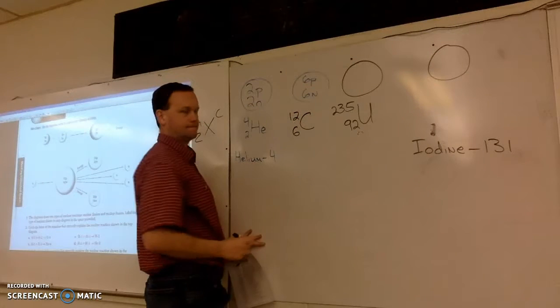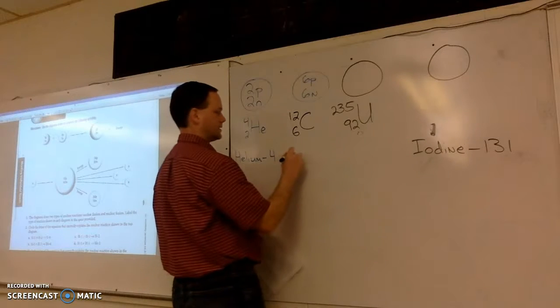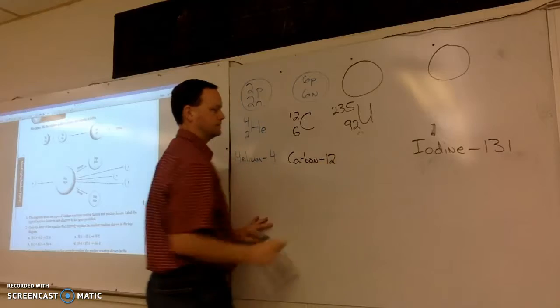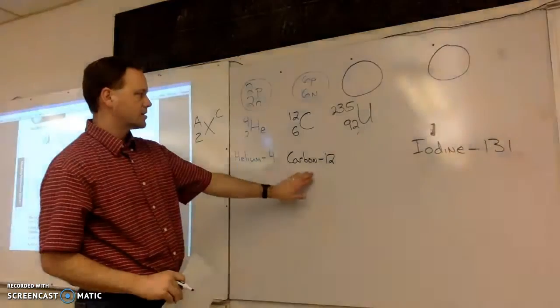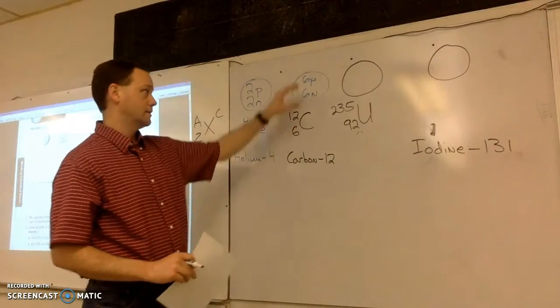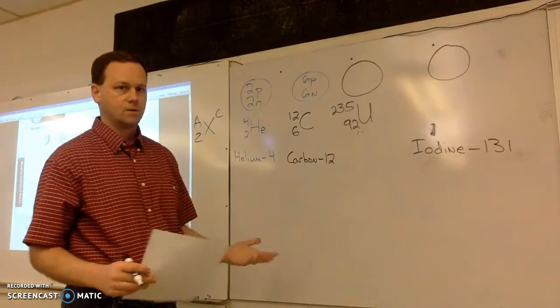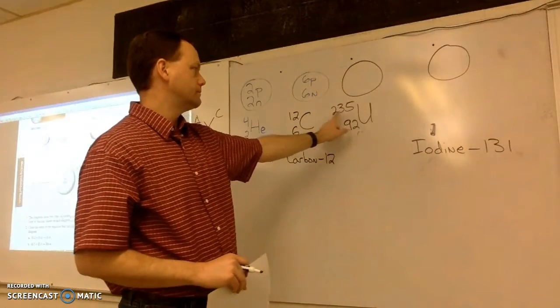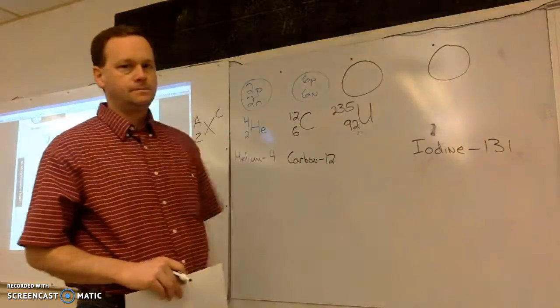Another way to write this is carbon-12. This right here tells me everything. This tells me those things, and this would tell me those things. Here we've got another one, uranium, 235 and 92.